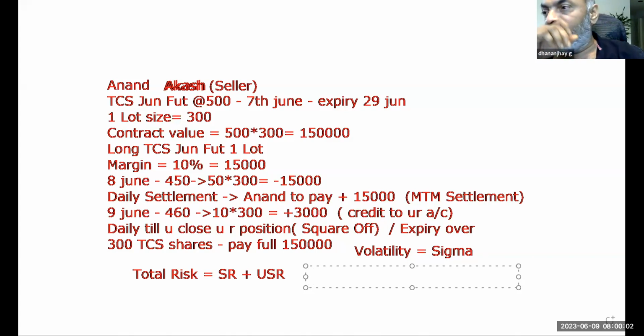So final settlement. See, in the future, suppose you have taken a futures contract. What are the two options open to you? You can keep it till 29th June, or you can square it off in between. If you square off in between, your buying price and selling price will get adjusted. If you keep it till 29th June, the exchange will take that final settlement price and settle your position. And either profits or losses are transferred to your account.